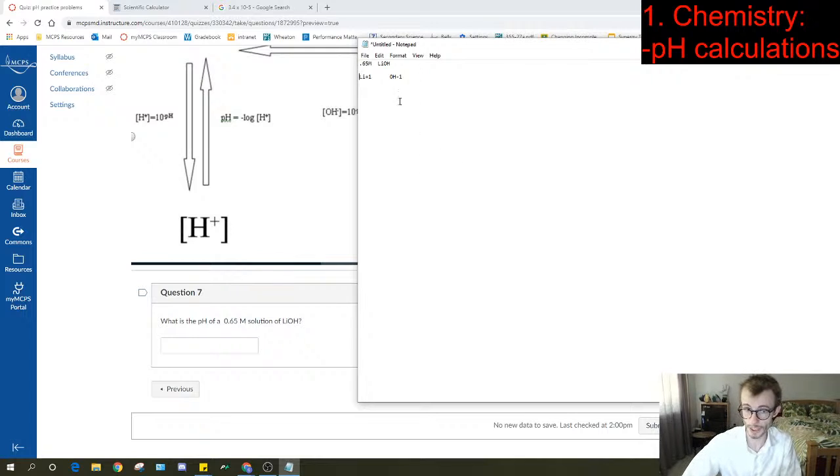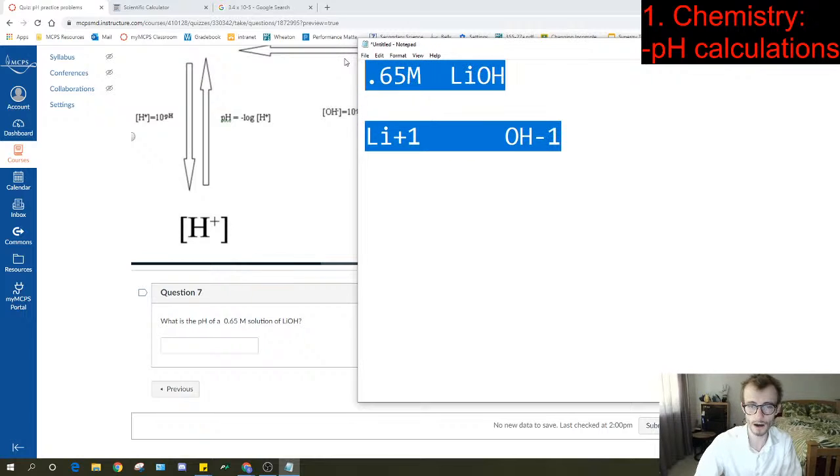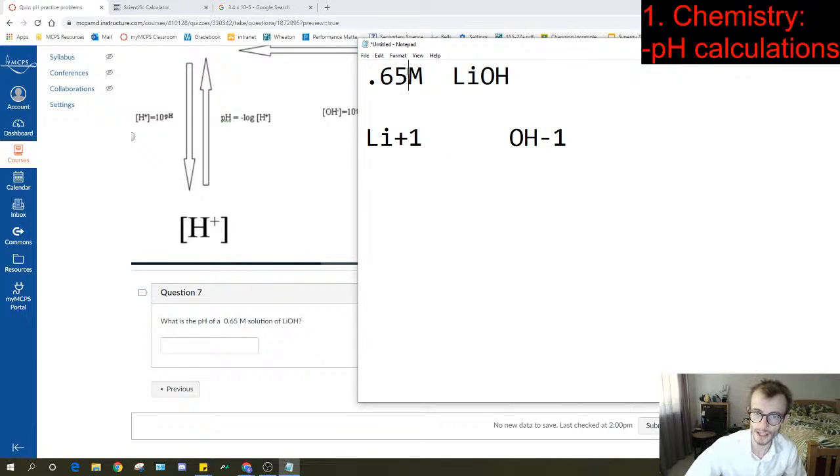This is probably too small for you guys to see. How do I zoom in? Or make it bigger? View, zoom, Control plus, okay. Control plus. Okay, better.